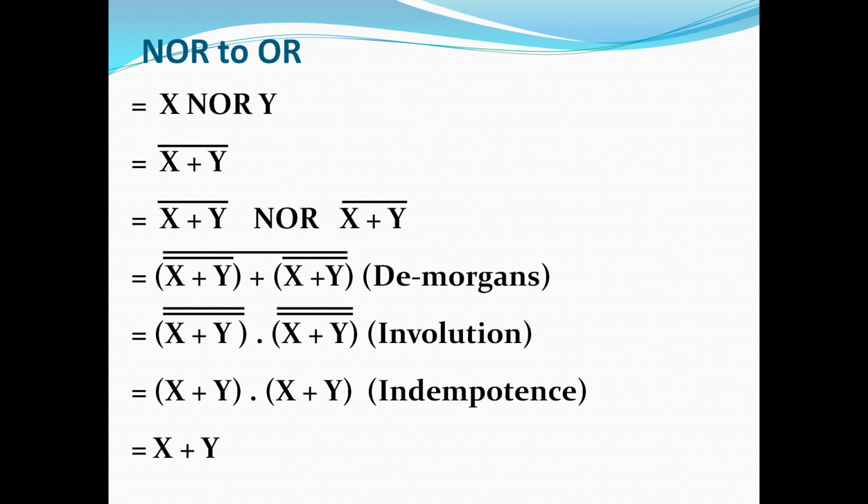After that, apply the involution law. The involution law states that x double dash equals x. Any double dash can be removed. So here, (x plus y) double dash dot (x plus y) double dash, if you apply the involution law, the double dashes are removed and you get (x plus y) dot (x plus y).